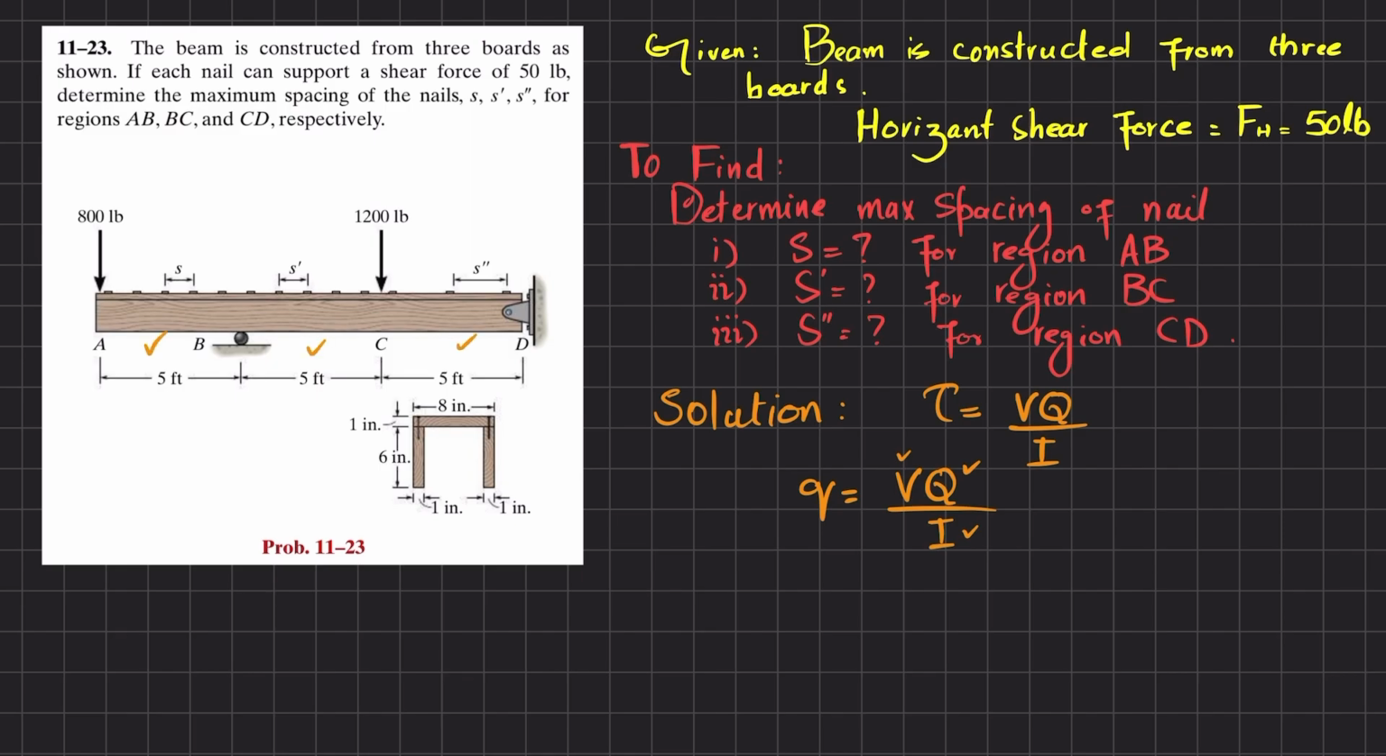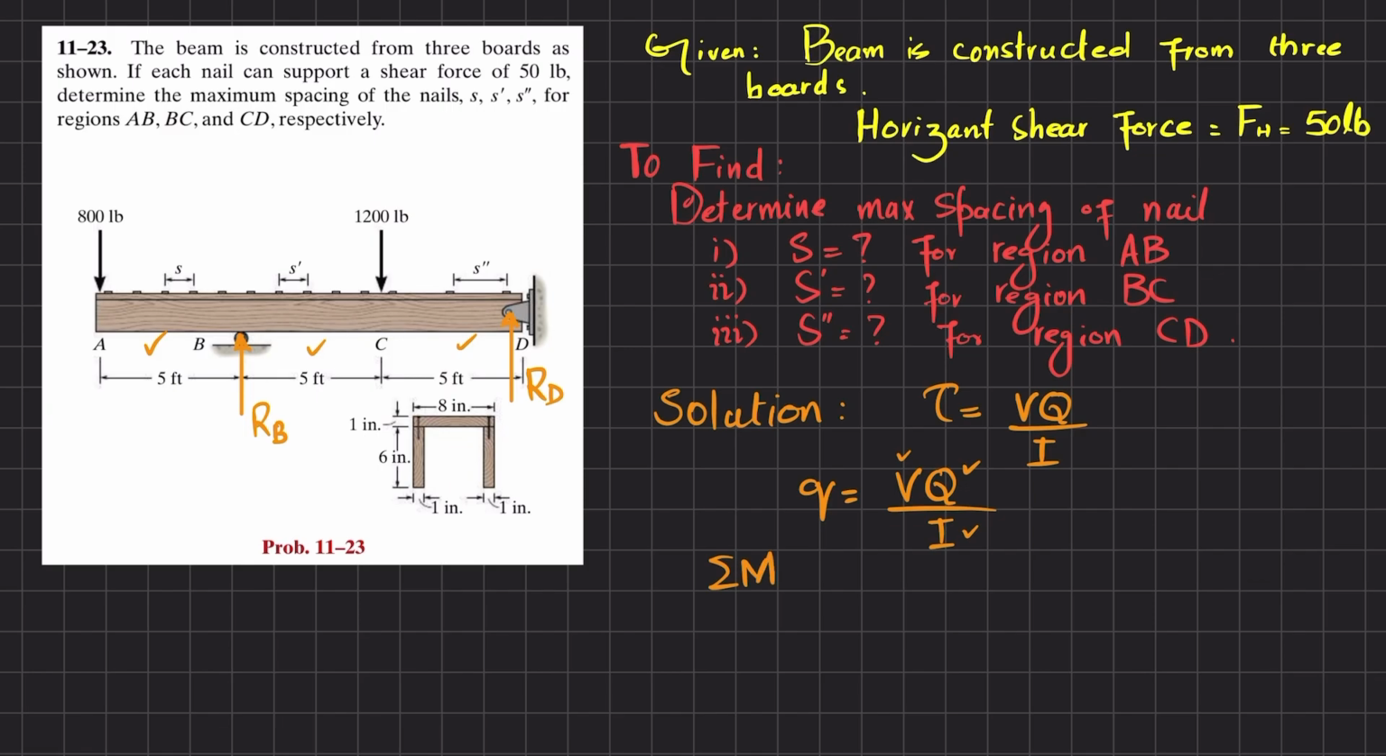For that, we will remove the support at point B. If you remove the support at point B, there will be a reaction force, which is RB. Similarly, if you remove the pin support at point D, you will have a reaction force, which will be represented as RD. Now we'll find RB and RD by using equilibrium conditions.